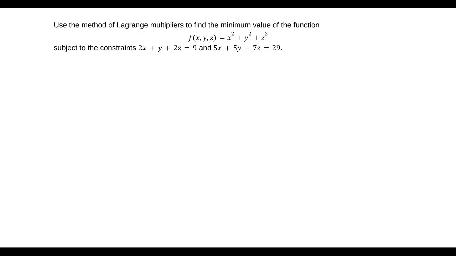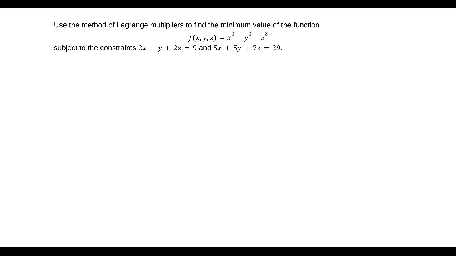Use the method of Lagrange multipliers to find the minimum value of the function f(x, y, z) = x² + y² + z², subject to the constraints 2x + y + 2z = 9, and 5x + 5y + 7z = 29.